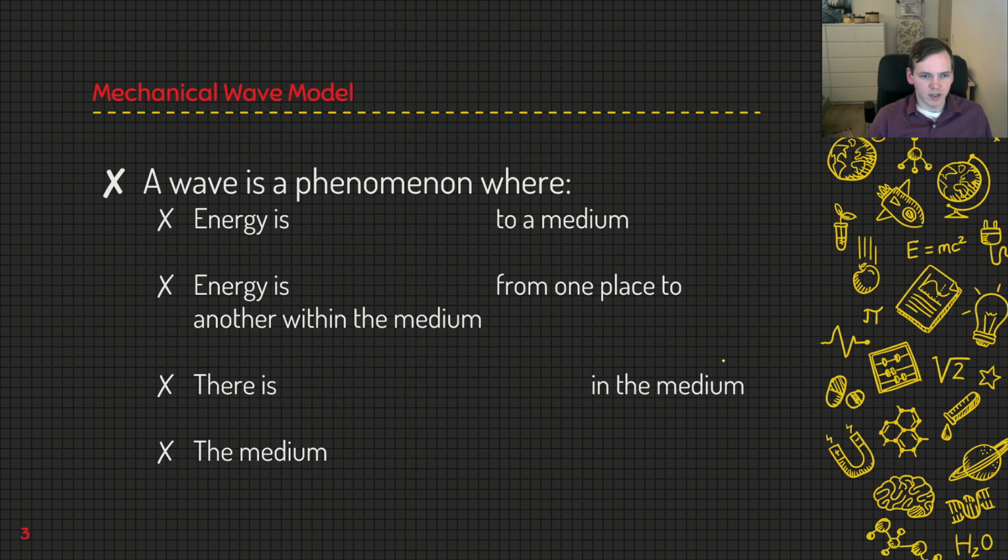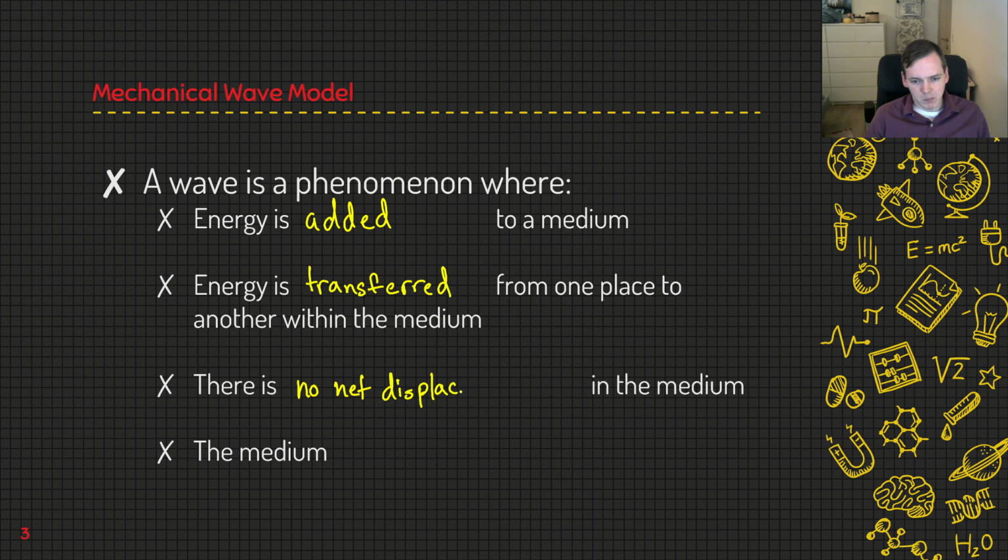A mechanical wave model defines a wave, and a wave is a phenomenon where four statements are true. Energy is added to a medium, and then energy is transferred from one place to another within the medium. As a result of the wave transferring through the medium, there is no net displacement of the medium, and the medium resets itself.